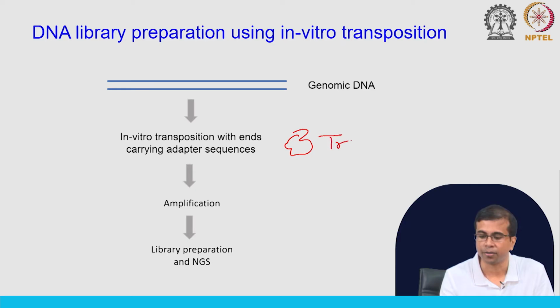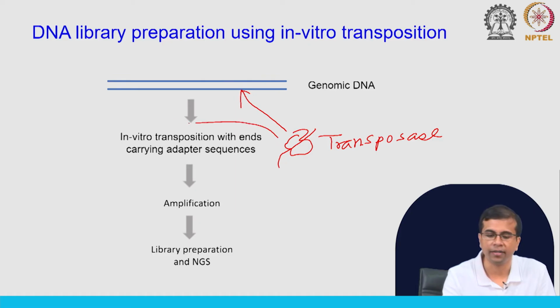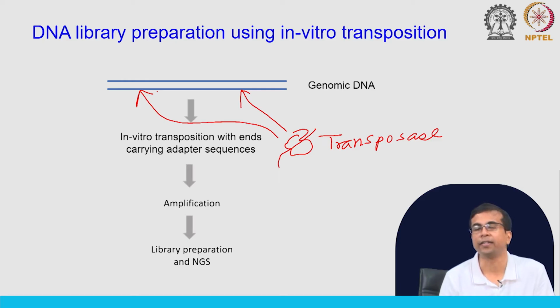So, this is your transposase, right, it carries some DNA fragment, and this is actually your adapter sequence. So, what it does, it goes and inserts these adapter sequences at random places. Okay. So, once you have these adapter sequences inserted in random places, you can amplify these fragments and you can go for NGS, right.